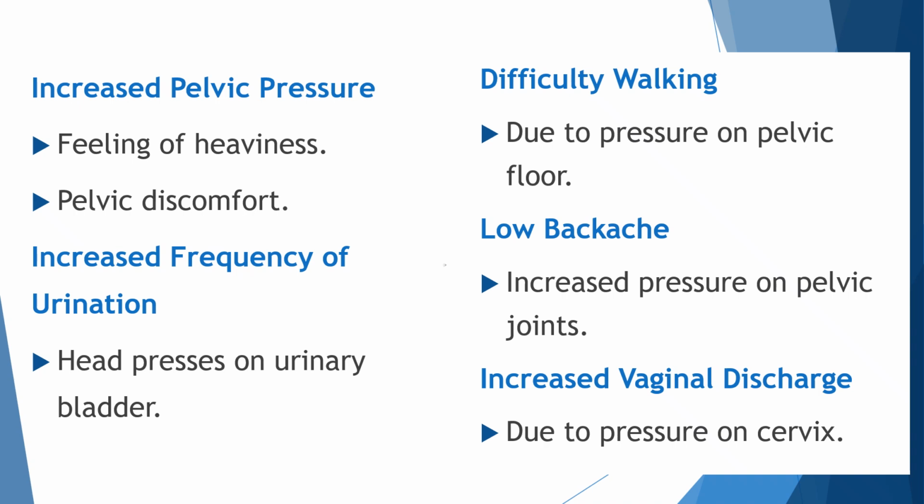Some women may also find walking a little difficult because of the increased pressure on the pelvic floor. Low backache is another common symptom due to pressure on the pelvic joints. You may also notice an increase in vaginal discharge because the baby's head puts more pressure on the cervix. A simple way to remember these signs is that once the baby engages, the mother experiences more pressure below than above. So she may have pelvic heaviness, frequent urination, difficulty walking, backache, and increased vaginal discharge.